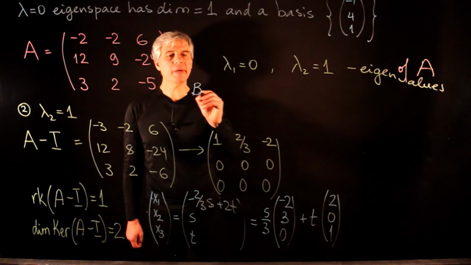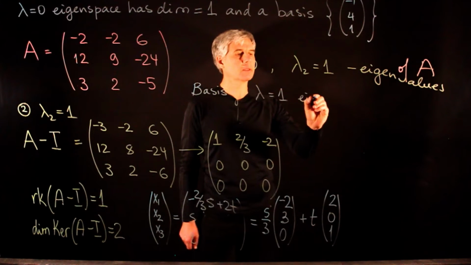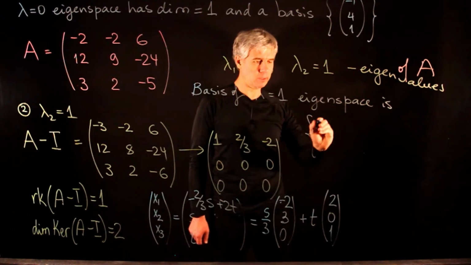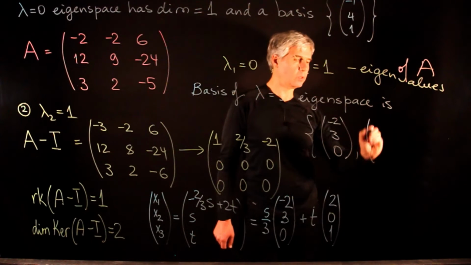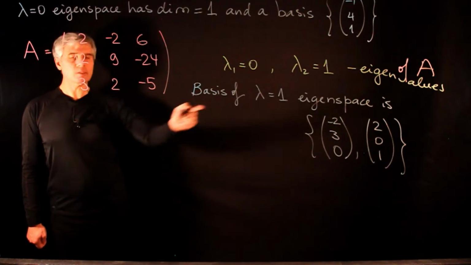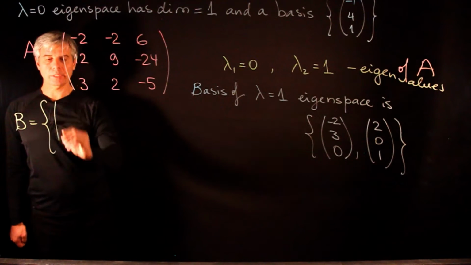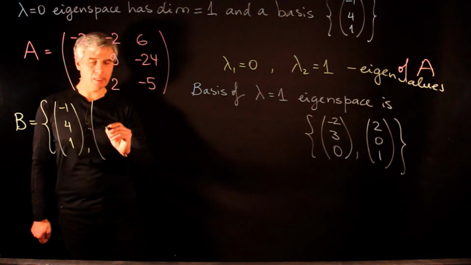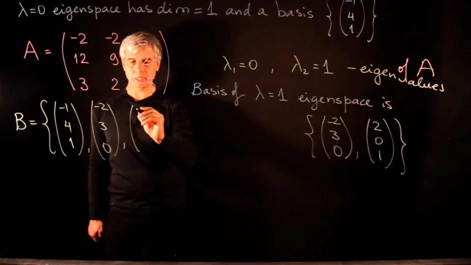And we conclude that the basis of the lambda equals 1 eigenspace is the following set of vectors. So we have minus 2, 3, 0, and 2, 0, 1. Next, let us put these sets of vectors together and form a set of 3 vectors. So we take minus 1, 4, 1. Then we take minus 2, 3, 0. And we take 2, 0, 1.